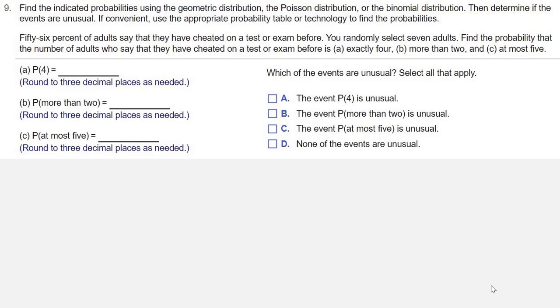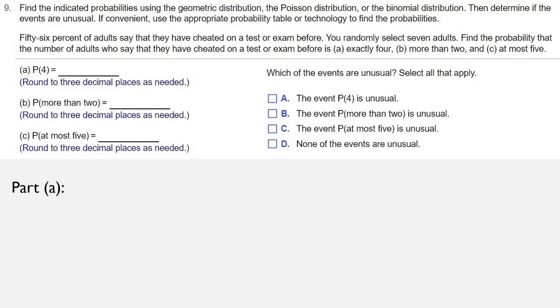56% of adults say they have cheated on a test or exam before. You randomly select 7 adults. Find the probability that the number of adults who say they have cheated on an exam before is A, exactly 4, B, more than 2, and C, at most 5. So we'll start with part A.